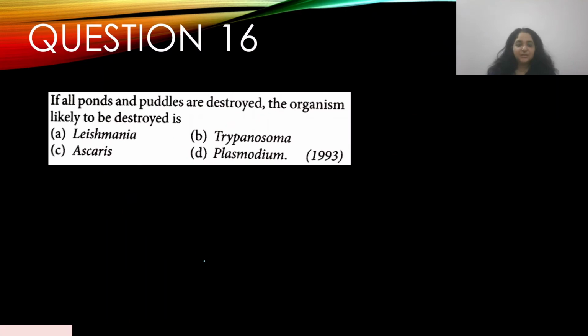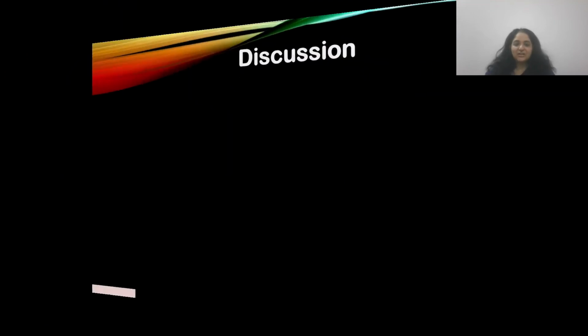Question number 16. If all ponds and puddles are destroyed, the organism likely to be destroyed is, and this appeared in 93. Okay, so you have A, Leishmania; B, Trypanosoma; C, Ascaris; and D, Plasmodium. Okay, so this is again related to malaria and Plasmodium. Go watch it, hands down. This is going to appear in the exam. Okay, so there is no way that you can escape from it. If all ponds and puddles are destroyed, the organism likely to be destroyed is Plasmodium. Okay, we'll come to the discussion. The answer is D. Right, let's go to the discussion.